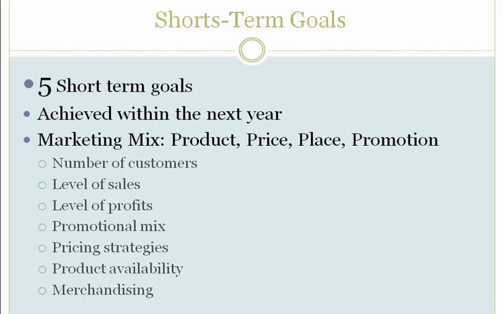Your short-term goals, remember, are something that needs to be achieved within the first year. A lot of it's based on your marketing mix, or the 4 Ps: your product, price, place, or promotion. I gave you a list of some examples or possible things to look at here. So you could talk about your number of customers, sales, profits, different strategies that you're going to use for pricing, merchandising, stocking, reordering, and there are other things you can go to there as well, but that's just some ideas.